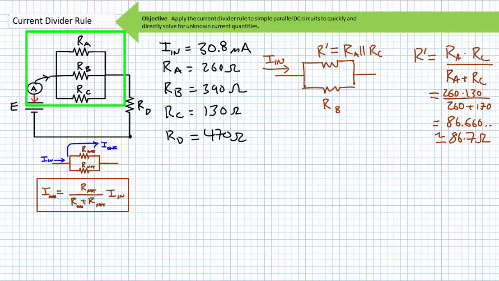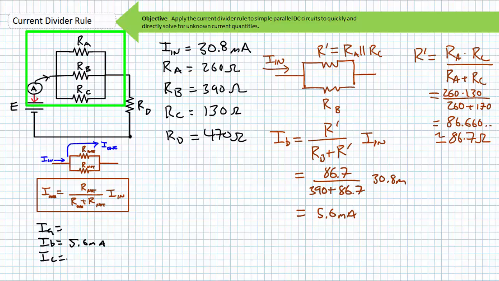The answer is RB. Which one are we not interested in? R prime. The CDR set up to solve for IB is as follows. IB equals R prime divided by RB plus R prime times IN. Substituting in the necessary values, we find IB to be equal to 5.6 milliamperes. Given 30.8 milliamperes is entering this parallel combination of 3 resistors, and 5.6 milliamperes of it travels through RB, where does the rest of it go?